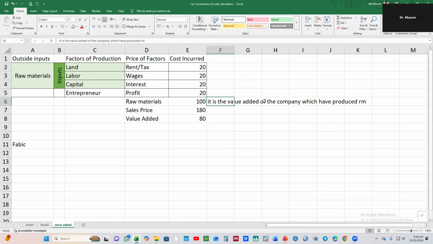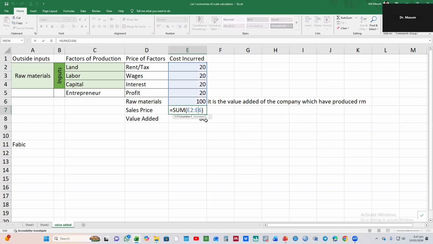So it is also value added, but not your value added. This is the value added of another company. And what is the value added in your company? Here in your company, your value added is what you have taken from outside will be deducted from the sales price. 180 minus 100. Your value added is 100.